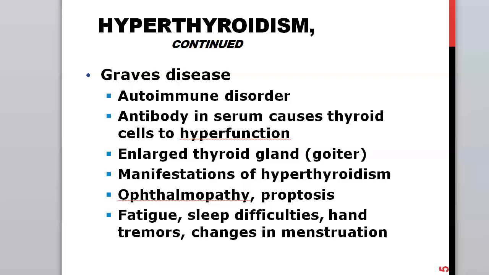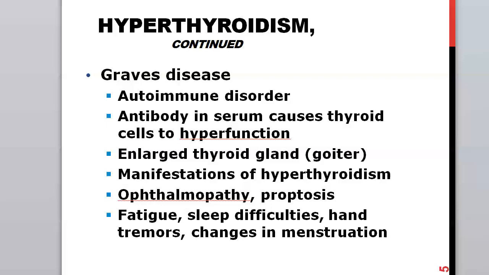When a woman is young enough to menstruate, there will be changes in menstruation. Maybe they'll have a decreased flow to the point where they don't menstruate anymore. And some of the older patients may develop cardiac arrhythmia, such as atrial fibrillation, might also have angina, or also congestive heart failure.